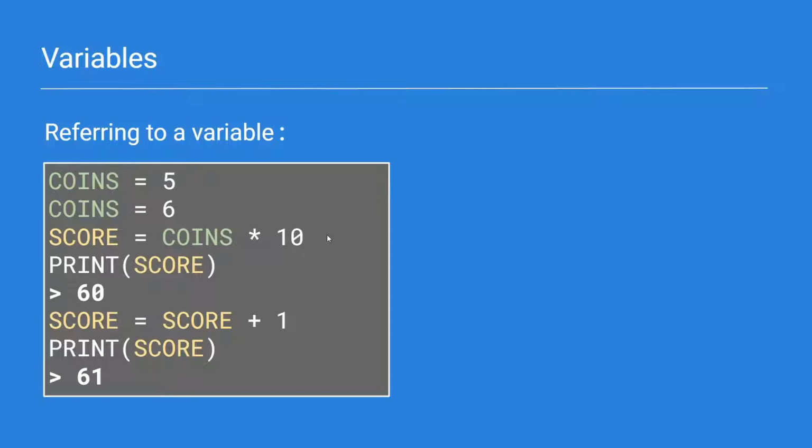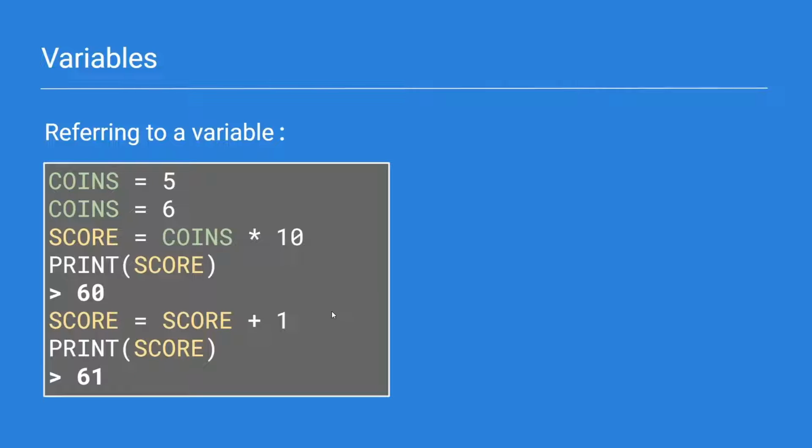In the third line, we're defining a new variable called score and assigning a value of coins times 10. In this case, the computer will look for a storage box called coins, that is the same one that it had redefined earlier, look at its current value, which is 6, and multiply it by 10. This means that when we print the content of this variable called score, it will come back with a value of 60.